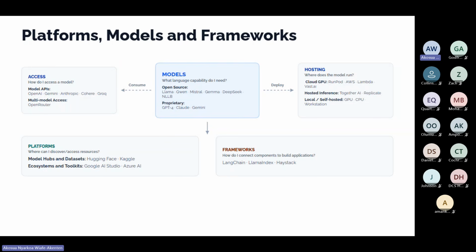Okay, so frameworks will help us to connect different components together to build that one application. You can consider frameworks such as LangChain, Llama Index, and Haystack. You can use these frameworks to connect language models with other components. And these other components could be retrieval systems, databases, application logics, when you are designing your solution.